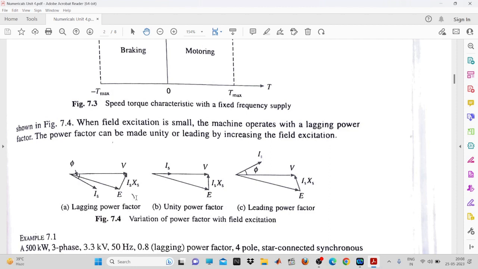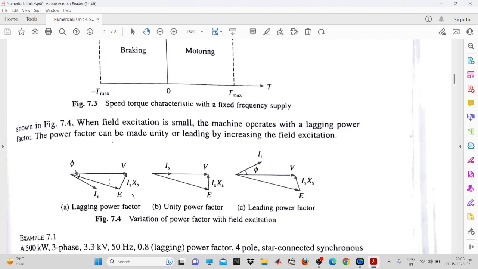The first one is the lagging power factor, the unity power factor, and the leading power factor. Now how? When the excitation EMF E is smaller as compared to V, first we'll have to plot all three electrical variables. When you plot the electrical variables in the xy plane, first you take V as the reference.